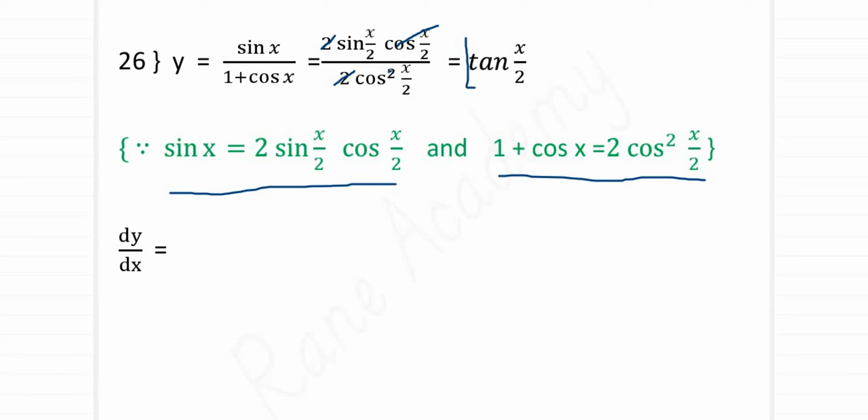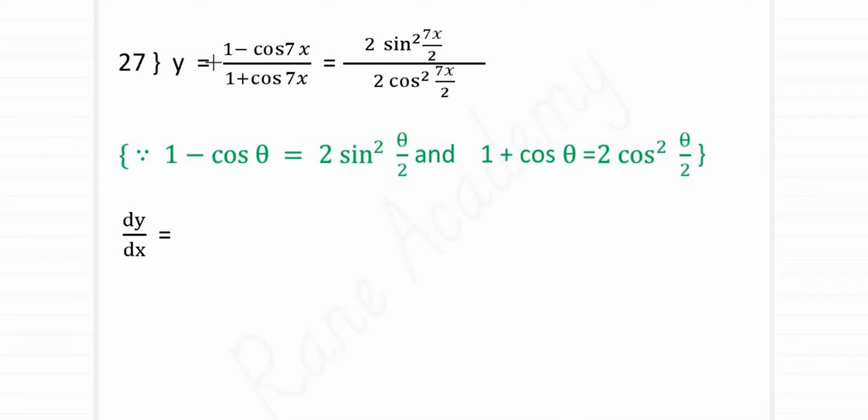Now here we find that tan of x by 2 is the outermost function, and inside that you have an inner function x by 2. So we differentiate the outer first and then inner. Now the inner function is x by 2, whose derivative is 1 by 2, and the derivative of tan of x by 2, we can write as sec square of x by 2, because the derivative of tan x is sec square x. So derivative of tan of x by 2 will be sec square of x by 2. So this is the required answer.